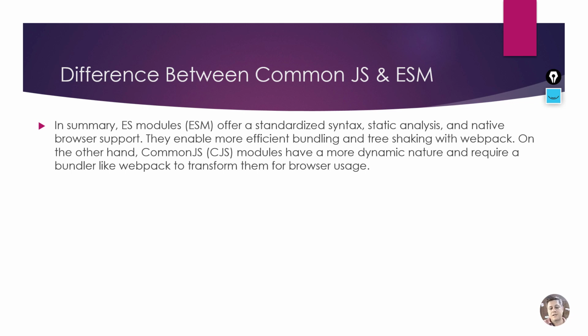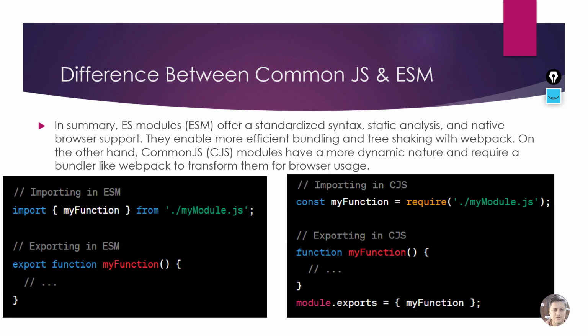As I told you, this is the summary of the difference: ESM offers standardized syntax, static analysis, and native browser support. They are more efficient in terms of bundling and tree shaking with Webpack. On the other hand, CommonJS modules have a more dynamic nature and require a bundler like Webpack to transform them for browser usage. And the biggest drawback is that CommonJS does everything at runtime. That was not related to Webpack, but I just wanted you to understand this also.